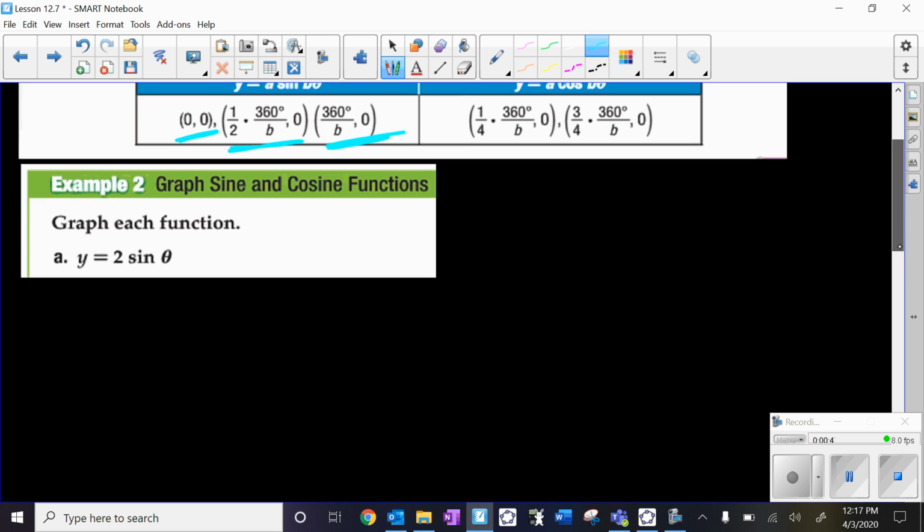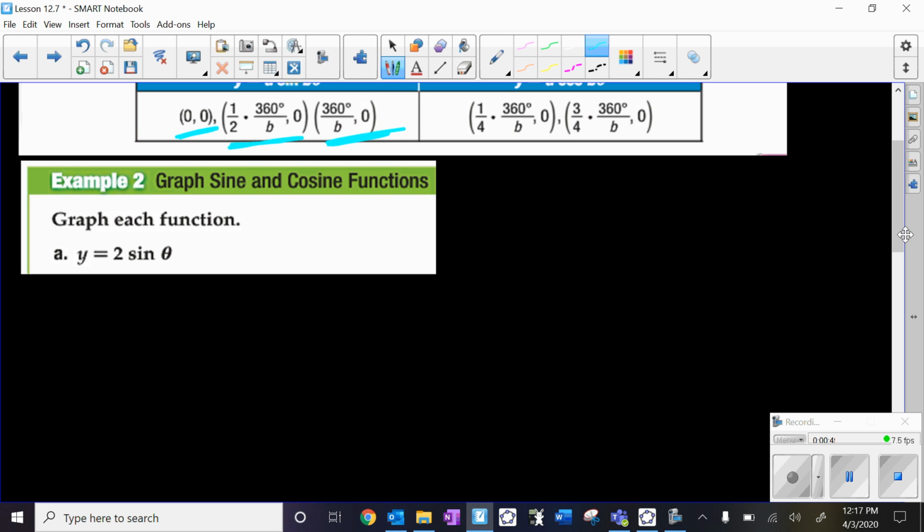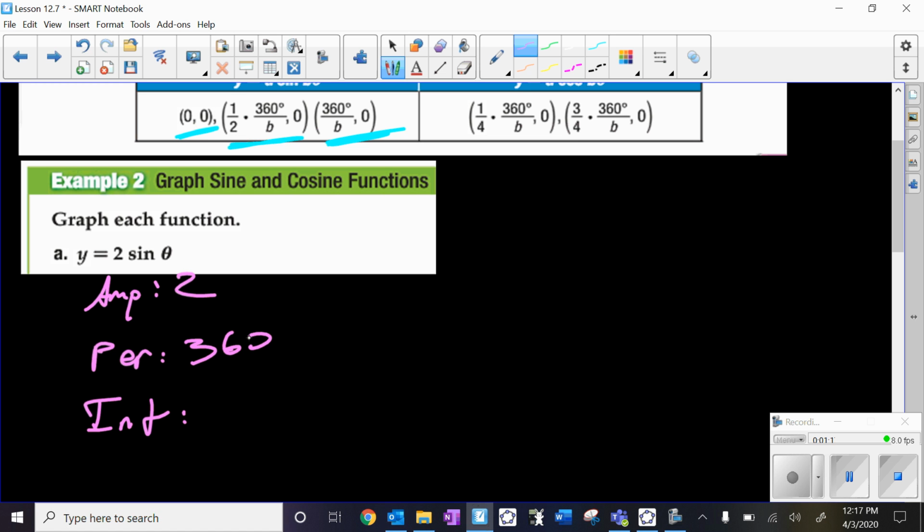Right? So in this video, I'm just going to focus on sine. We'll do 2 of them. So I want to find our amplitude, our period, and I'm going to say our intercepts as well. Our amplitude, we know, is our A value, which is a height of 2. Our period, we know, is 360 divided by whatever B is. In this case, B is 1. So it's 360 divided by 1, or 360.